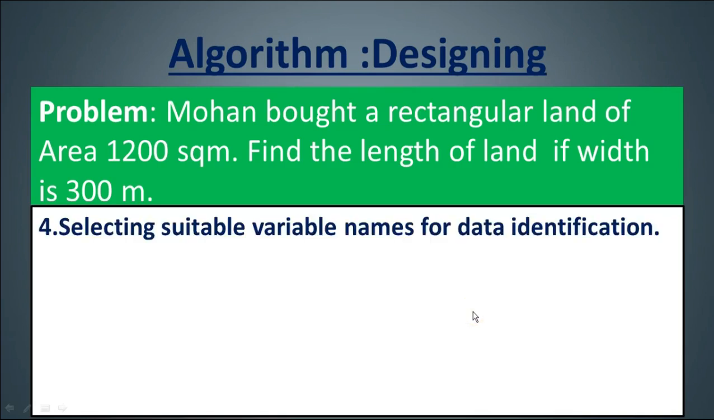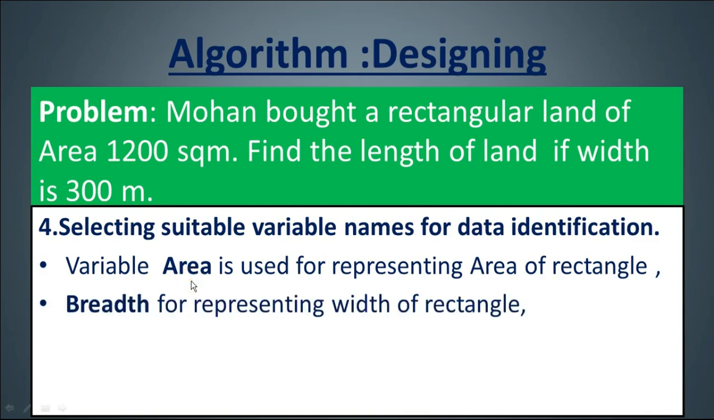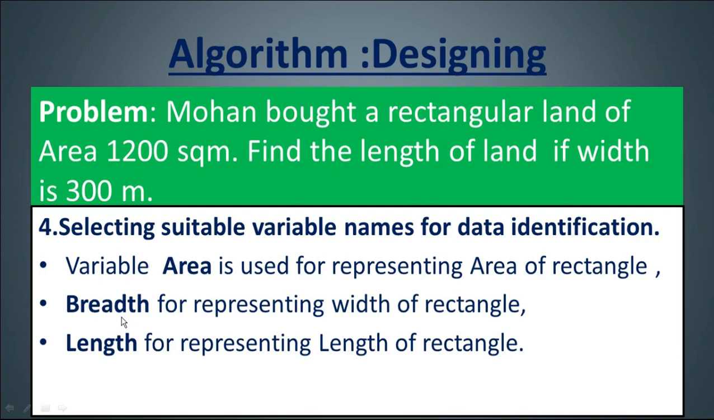Before building the statement, you should be using some kind of names in your statements. So identify those names and write them down. Here we can see area: to store the area, we will use a name like area. For storing the breadth of the rectangle, we will use a variable name, a word called breadth. And last, for the length of the rectangle, we will use length.